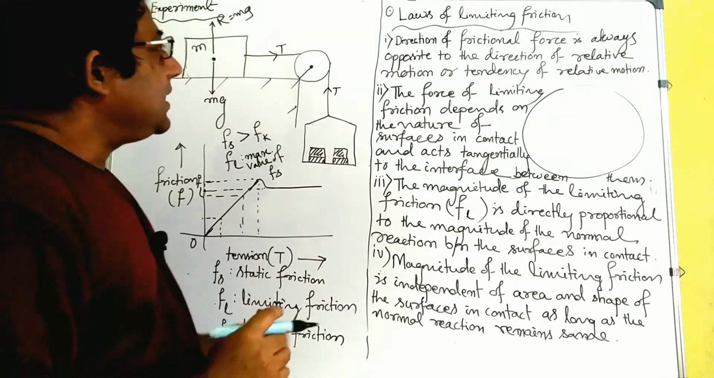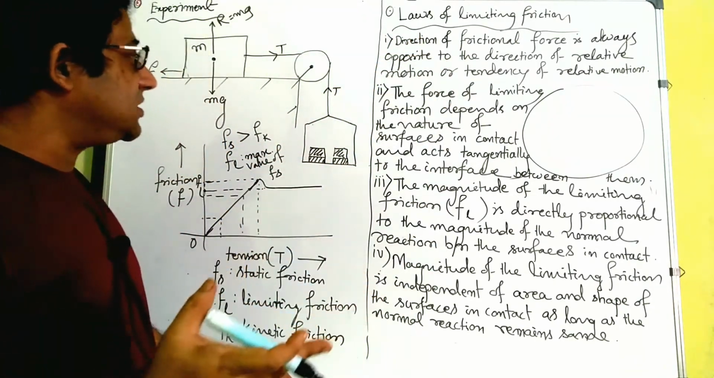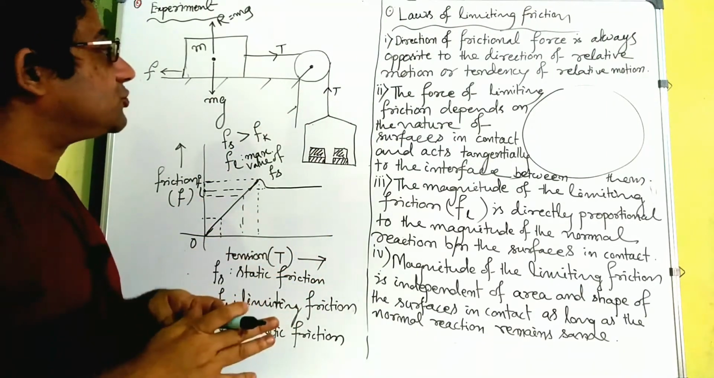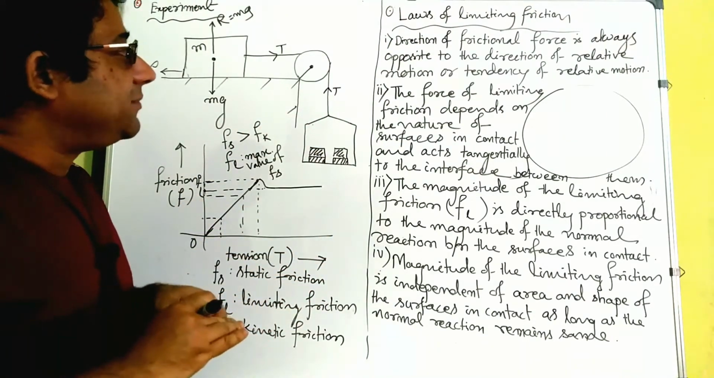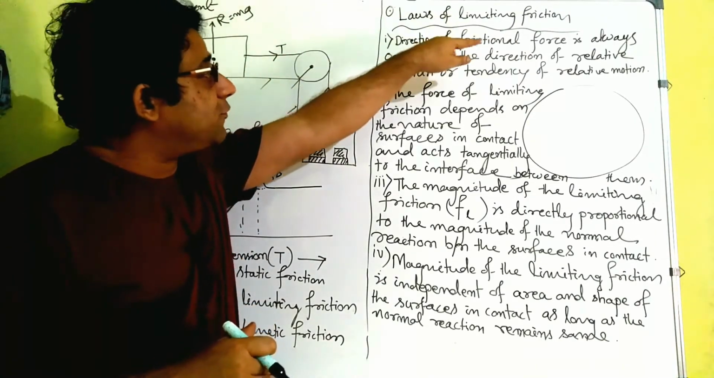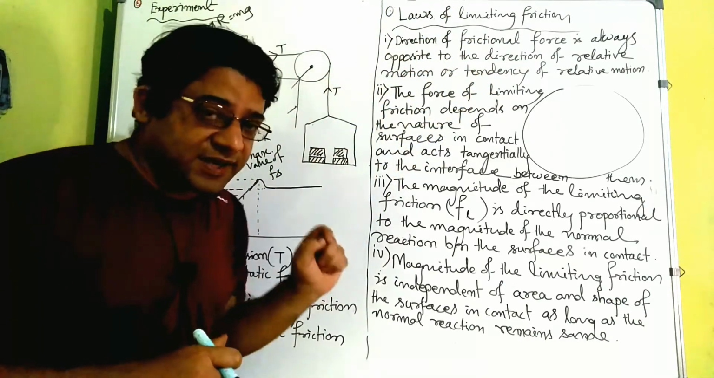Now there are some laws of friction, so you can write this if you are maintaining notes. This type of teaching approach will help you to make notes simultaneously. Now, laws of limiting friction. See, the first law says the direction of frictional force is always opposite to the direction of relative motion or tendency of relative motion.